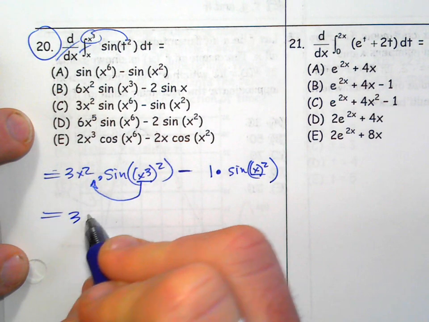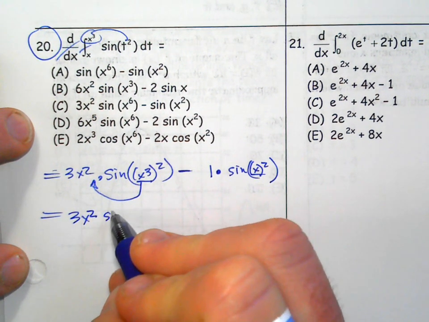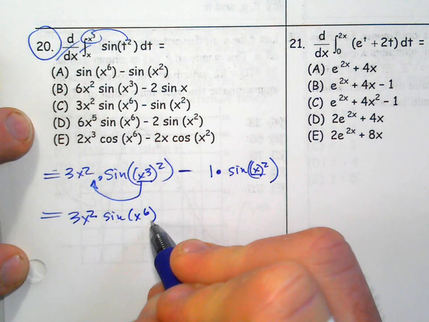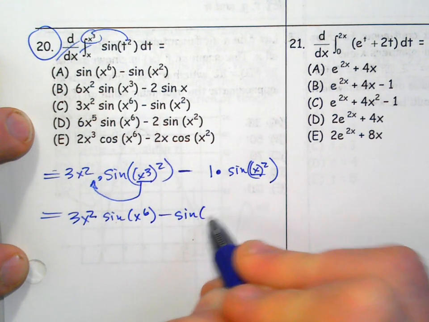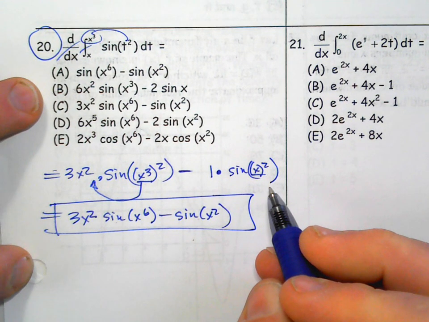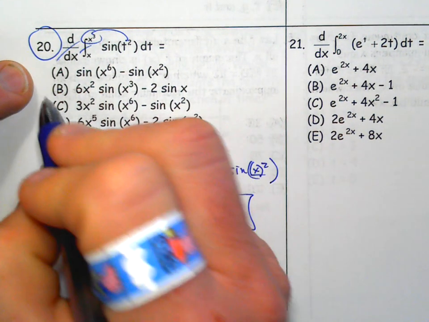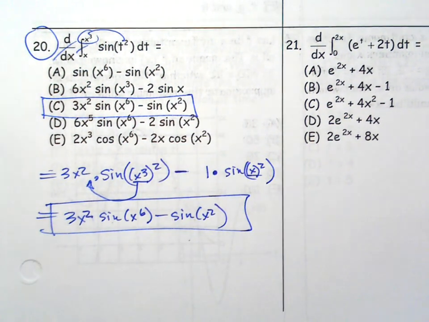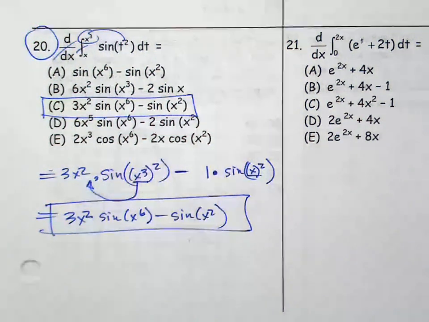So we're looking for 3x squared sine of x to the 6th minus sine of x squared. 3x squared sine x to the 6th. So I think that's the answer C. I think these problems are kind of fun, quick, and easy. Fundamental theorem of calculus part 2.